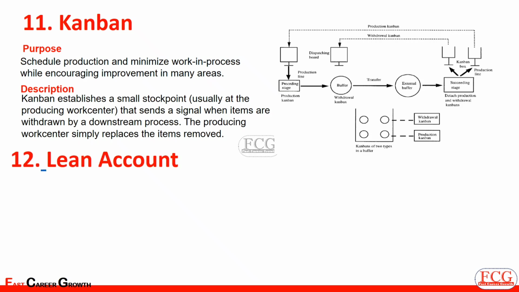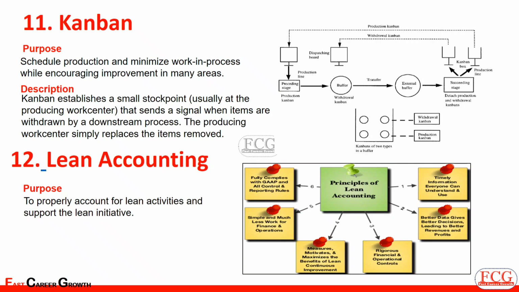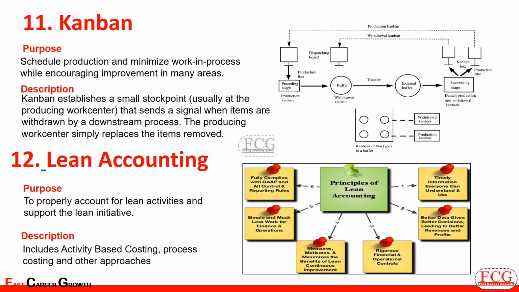The 12th lean manufacturing tool is lean accounting. Its purpose is to properly account for lean activities and support the lean initiative. The principles of lean accounting are: first, timely information that everyone can understand clearly. Second, on the basis of data, better decisions can be taken. Third, control on finance and operation.